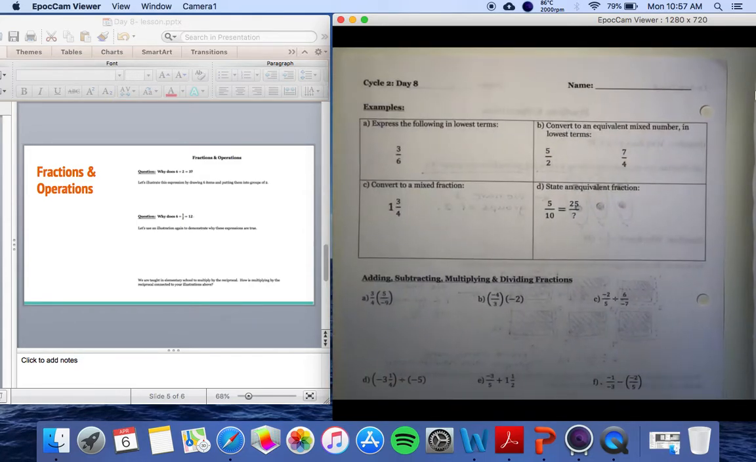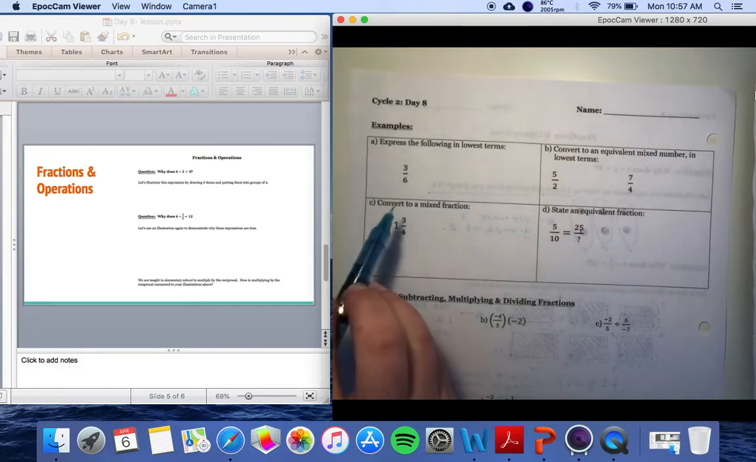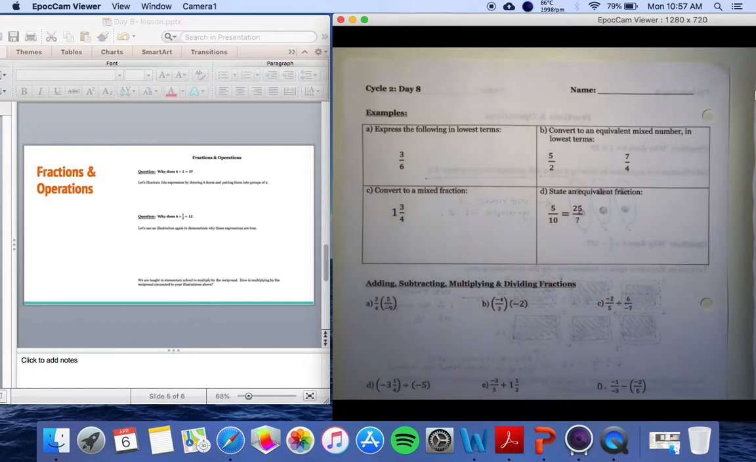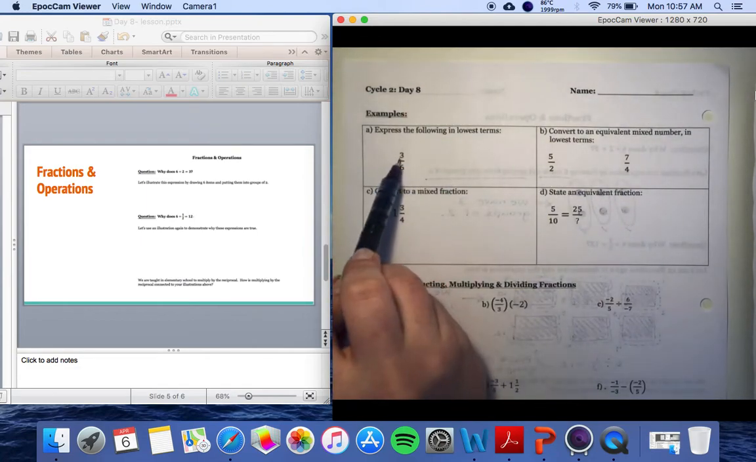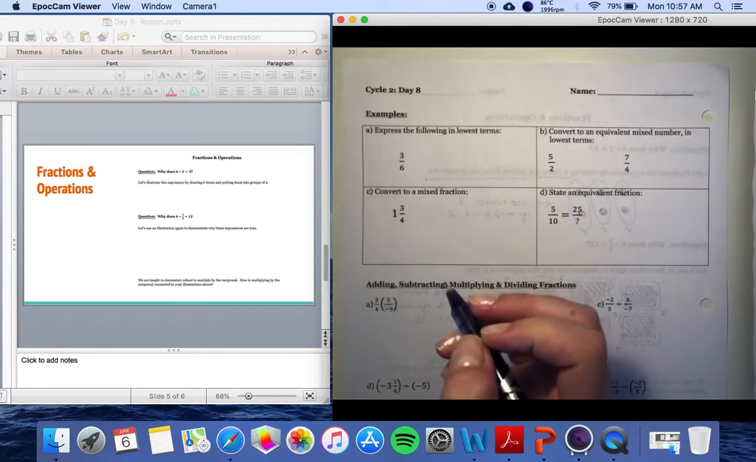So on the back side here, what we're going to do is just express the following in lowest terms for the first one. So in order to express fractions into lowest terms, what you would like to do is find a number that divides both into your numerator and denominator. So in other words, your greatest common factor.